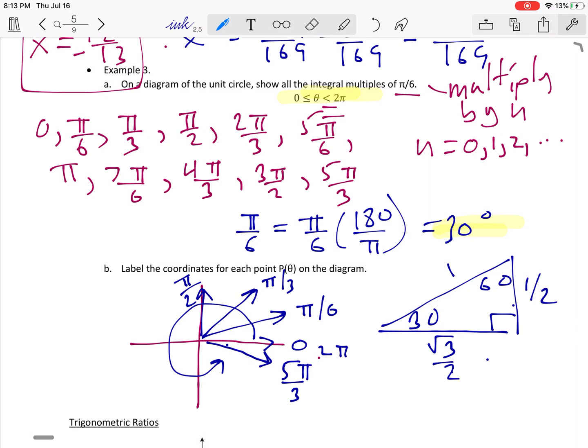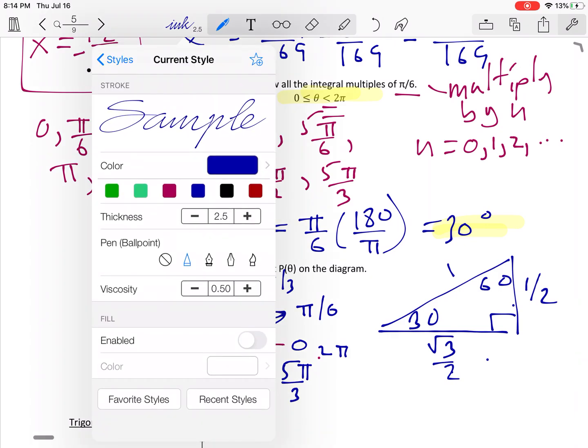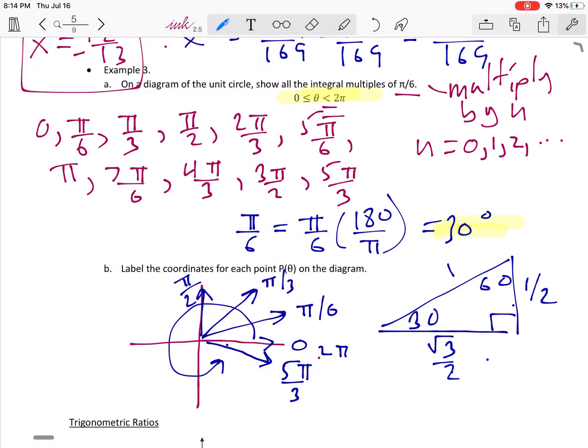Okay, so now we could go around and find out what all these points are. For example, I'll do a couple here. Let's say we did pi/6. Finding out what this coordinate would be here, for pi/6, your x coordinate would be √3/2, and your y coordinate would be 1/2. Okay, so that would be that point.